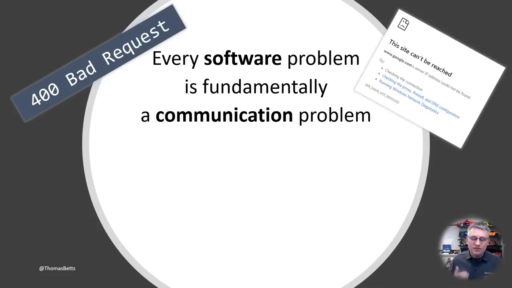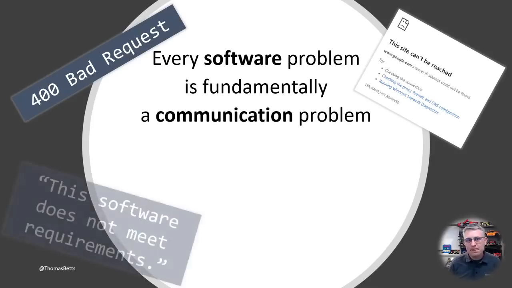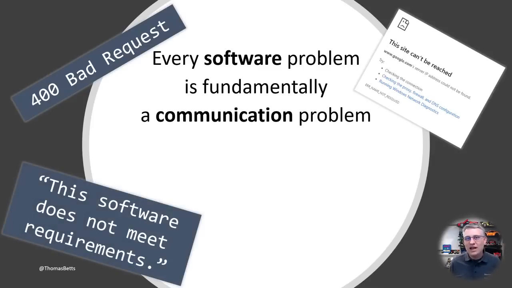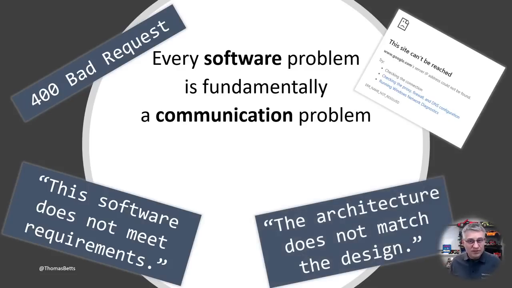Now, some people say that every software problem is really a DNS problem. And that's fun, but if you look at it, DNS is really just another tool that helps with communication. So when we have those DNS problems, those are still communication problems. What about when we start using the software and it doesn't quite do what we wanted to do, doesn't meet the requirements? Or you built the system and then you look at the design, it's like, that doesn't match. Why wasn't it built the way we wanted it to be built?